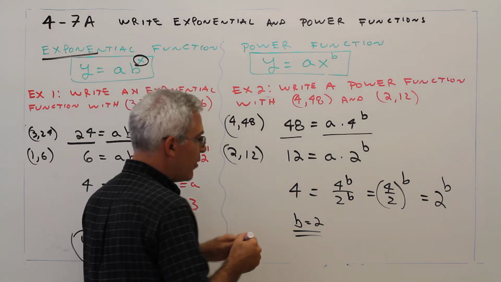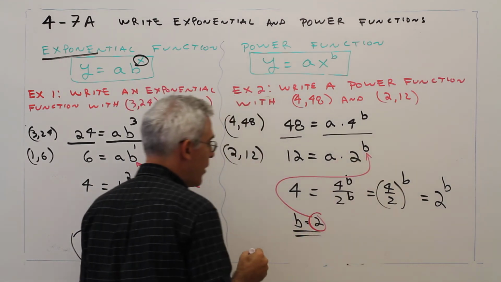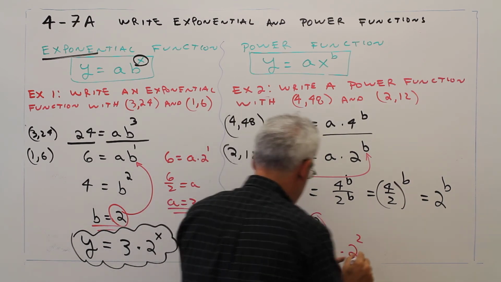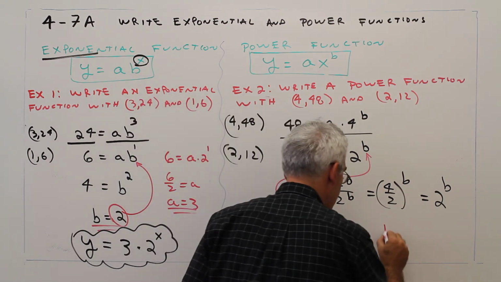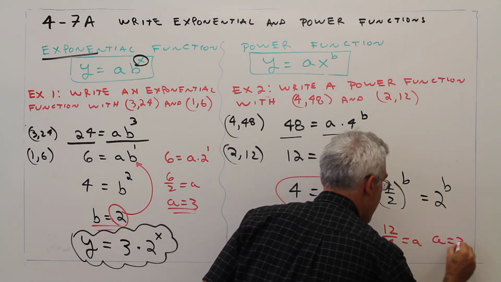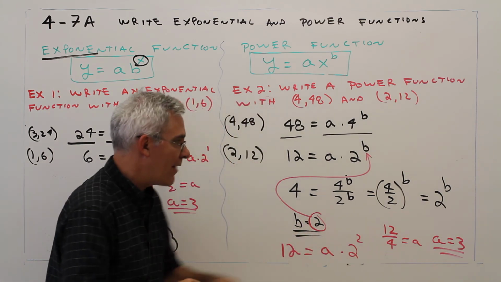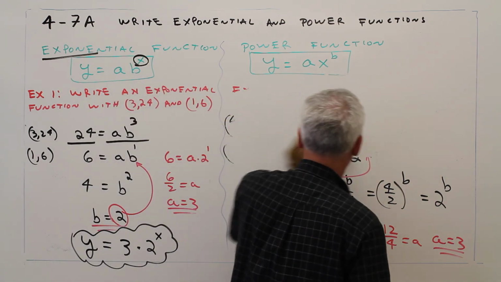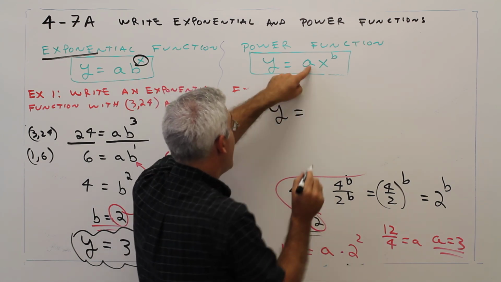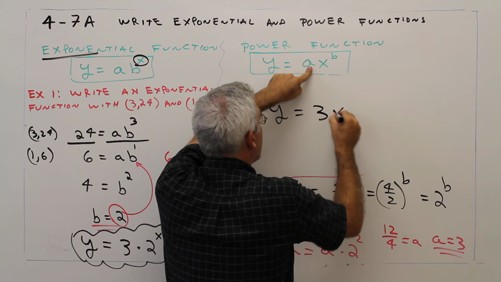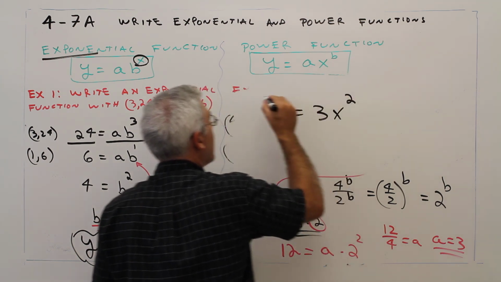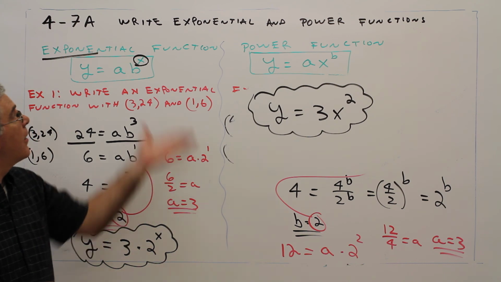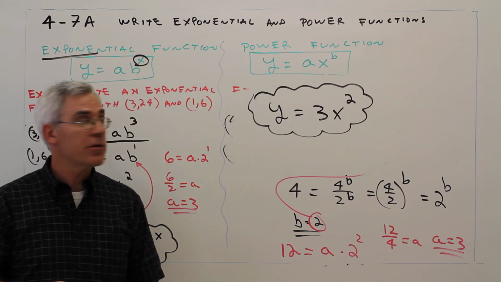Then I'll take that b value and put it in whichever equation I deem friendlier. So I'll have 12 equals a times 2 squared. 2 squared is 4. Divide each side by 4. So 12 over 4 equals a. So a is 3. So now I've got the a value and the b value, and I'll just write the function. I'll write it up here so you can see it. So it's going to be y equals the a value, x raised to the b value. And there you have it, how to write an exponential and a power function given 2 data points.